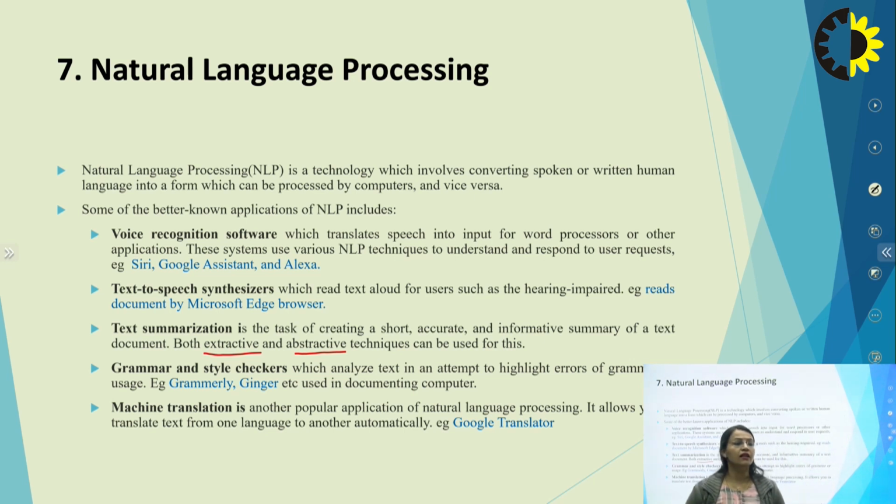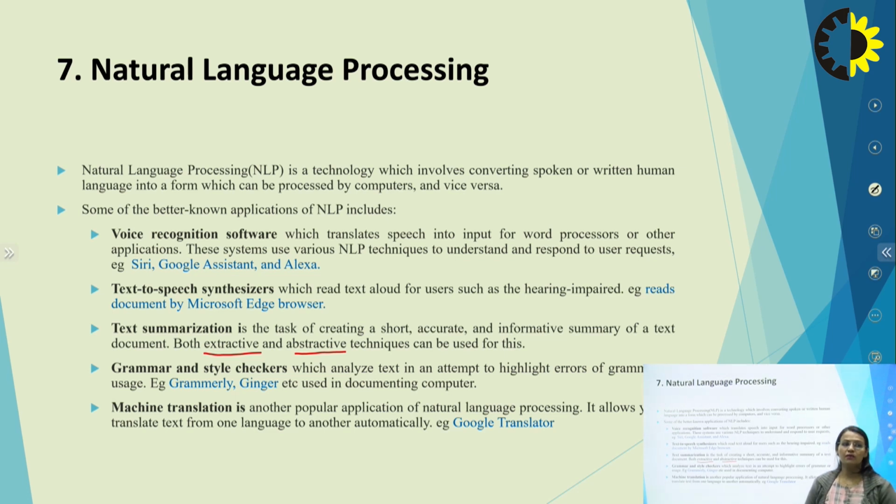The next is grammar and style checkers. The most common examples are Grammarly and Ginger used in documenting systems, where Grammarly is basically the system used to detect spellings in the document, and Ginger is basically a combination of both the spelling checker and the dictionary as well. So these are basically grammar and style checkers.